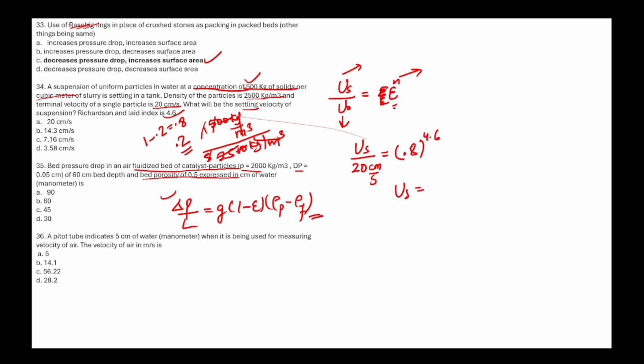Okay. A pitot tube indicates 5 centimeter of water manometer when it is being used for measuring the air velocity. Okay, 5 centimeter of water, that means very first the velocity of air. Velocity is equal to Cv root 2gH, right, for pitot tube. Cv is 1 as it is not given in the question, 2gH, but it is giving the 5 centimeter of water manometer. Manometric fluid is water.